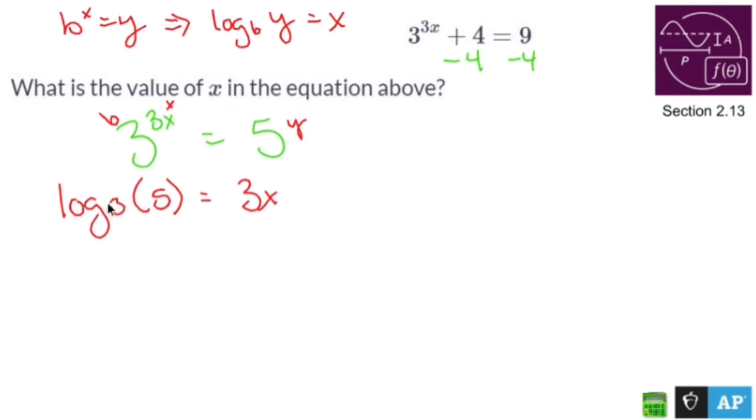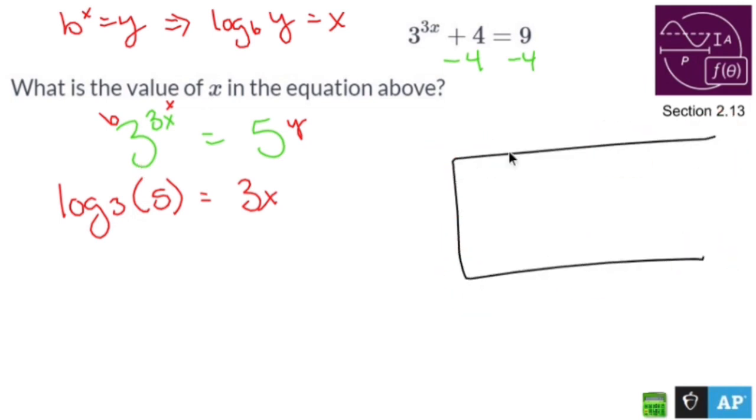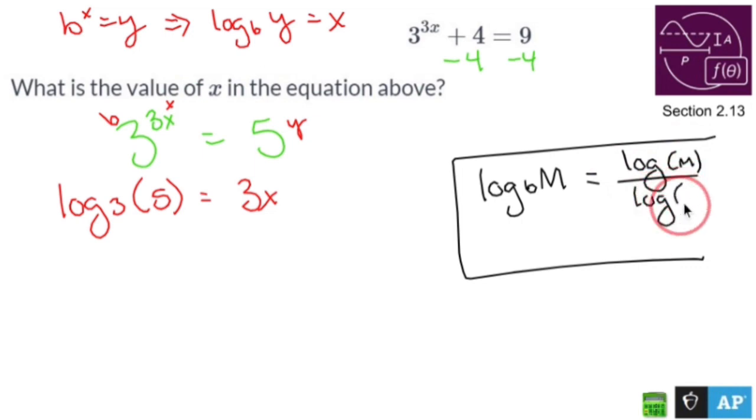I have to use the change of base formula. And if you're wondering what the change of base formula is, let me quickly show you. The change of base formula says if you have log base b of m and you need to put that into your calculator, type out regular log of m over log of b. And so this is log invisible 10, and then this will work.